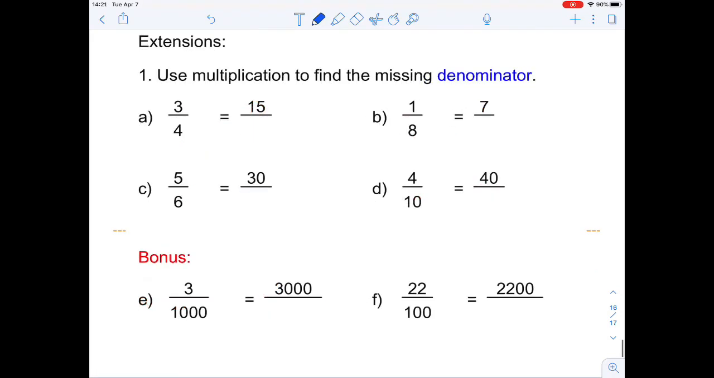Now we're doing the exact same thing, except this time we're getting the denominator that's missing. So I work with what I have. I have both numerators, the top numbers. So I ask myself, 3 times what makes 15? And the answer is 5. So if I multiply the top by 5, I have to multiply the bottom by 5. So that would be 20. All right, pause the video, try the rest, come back to check your answers.